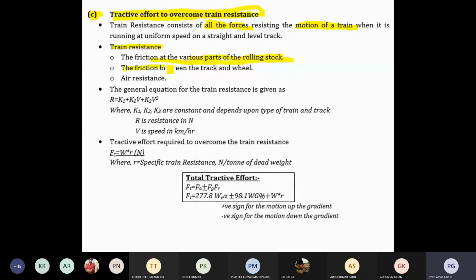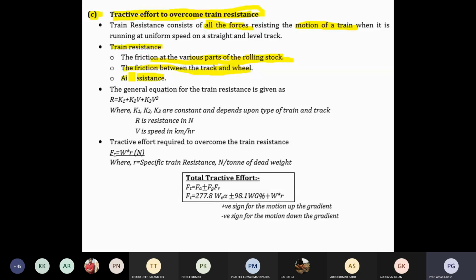So what is the train resistance, and how much value is there? If the track is smooth, the mu value will be less. Then air resistance: the train is moving through the air, countering its effect. If the speed is more, definitely the air resistance is high. So these three portions you have to overcome.